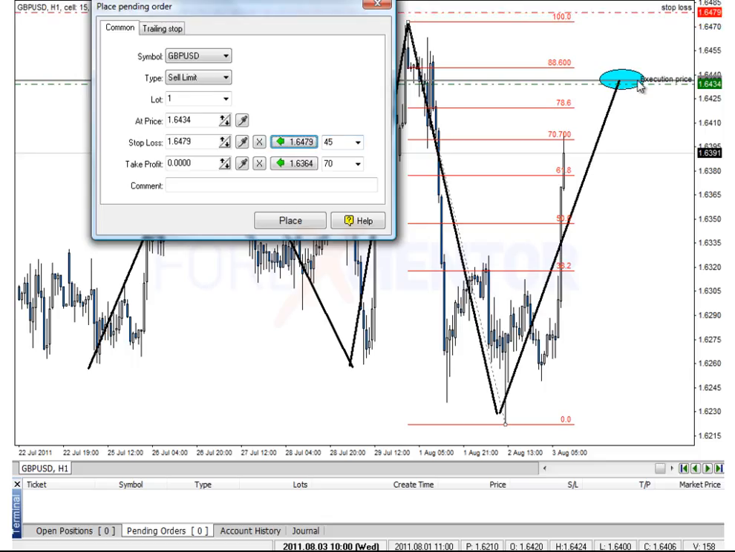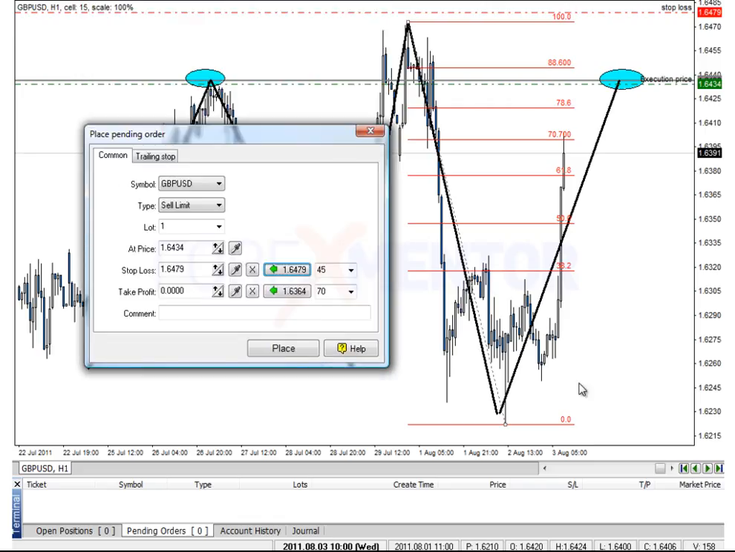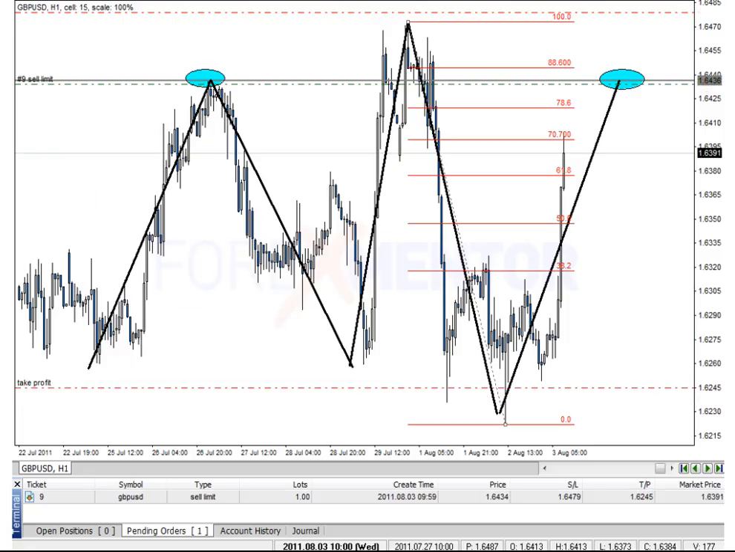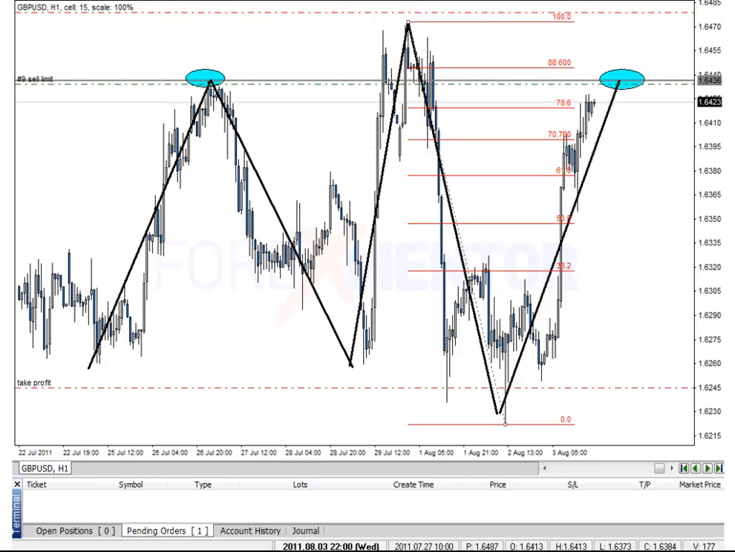I just want to put the order a few pips below that actual area, and for the target I'm going to go down towards a 62.45 area. 45, and place it. So let's see what happens. Okay, so we've just been filled on that left equals right shoulder.